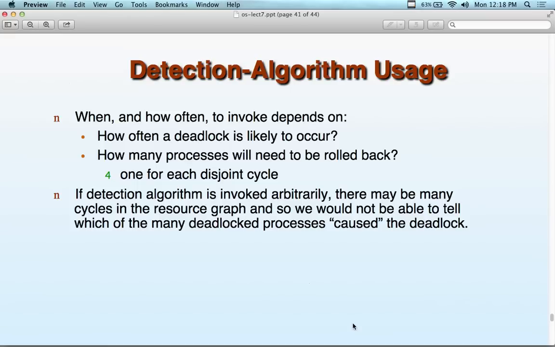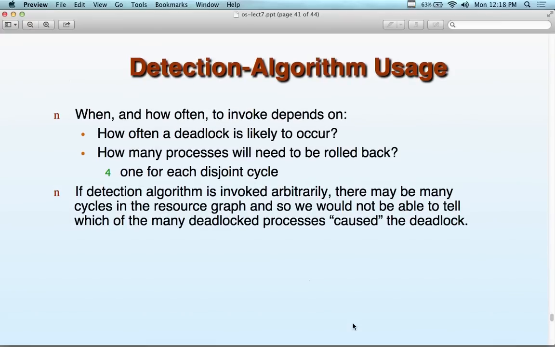How many processes will you need to roll back when a deadlock occurs? That's an interesting concept as well, because if you detect it and roll everything back, it's like starting all over again. Let it all run, start it all over again. Nothing is going to run in that particular scenario. So you're going to start it all over again, or you're just going to pick a couple of them.